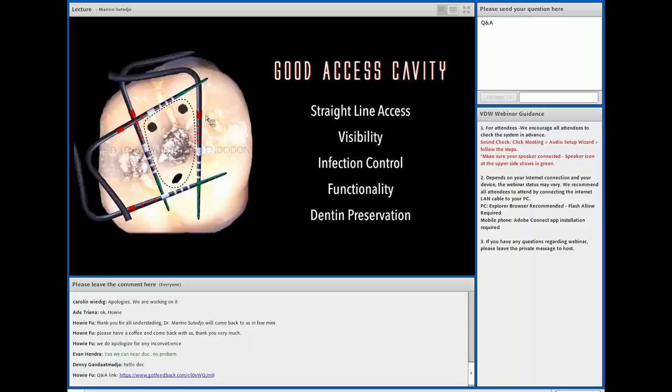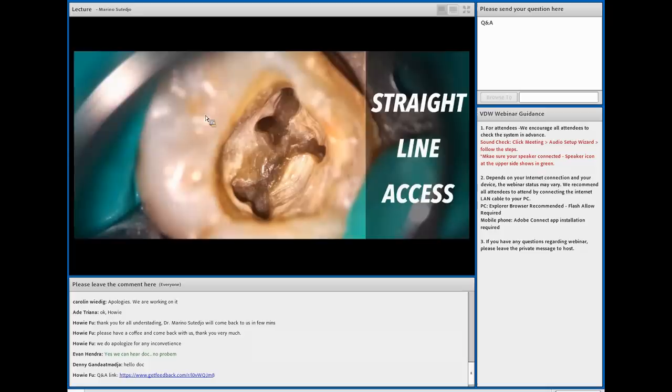What do we need to achieve this good access cavity? Of course, we need straight line access, that's for sure. Number 2, with straight line access, we can improve our visibility. And we can achieve good infection control because it can create a good flow of our irrigation protocol. And then we can improve our functionality. And last but not least, according to minimally invasive endodontics, we need to preserve as much as practical of the structure. We need to preserve our dentin.